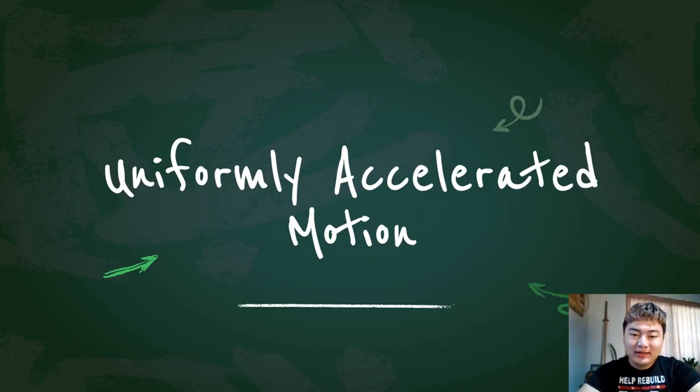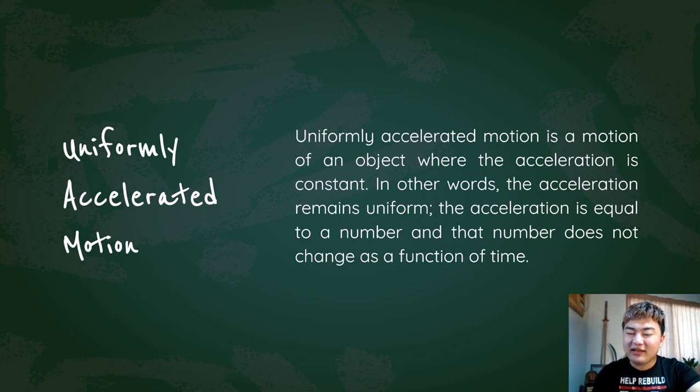We are back. We'll be discussing uniformly accelerated motion. So what is a uniformly accelerated motion? By the term itself, when we speak of uniform, uni means one, so one form. It means that there's no difference. It's one and the same.